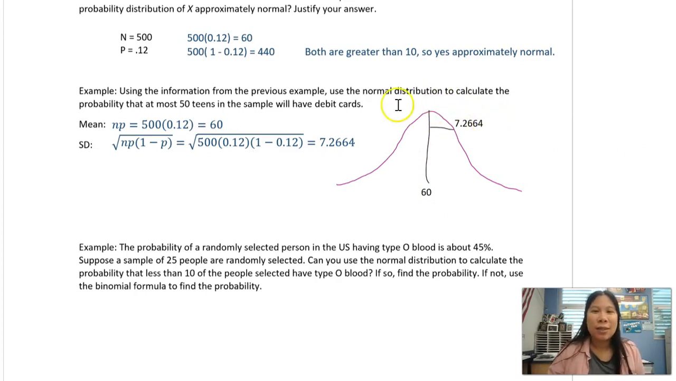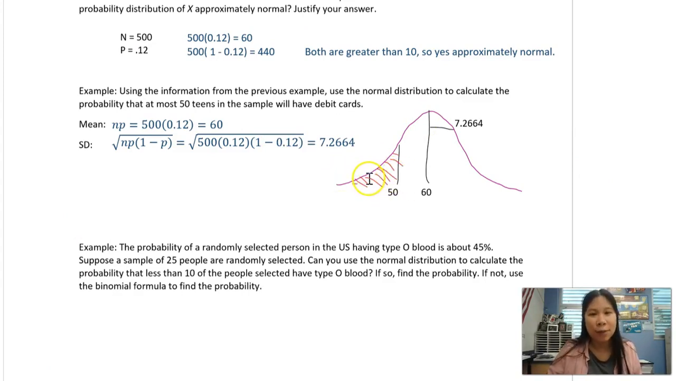In this question, it was asking us to calculate the probability that at most 50 teens in the sample will have debit cards. So at most means 50 is the max, anything smaller is what we want. So we're going to shade this in on our graph as well. So here's my beautiful drawing. Here's 50.